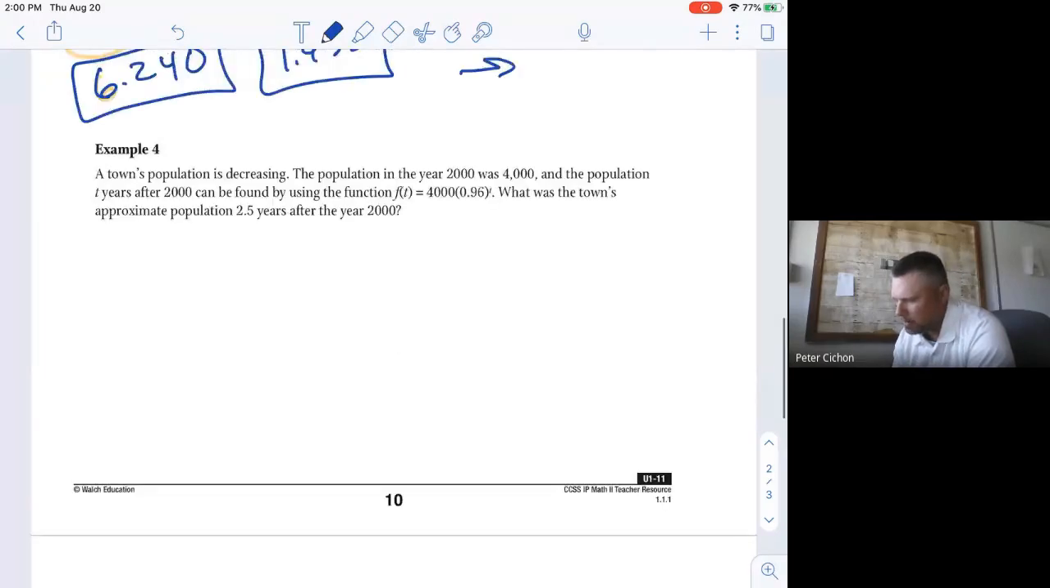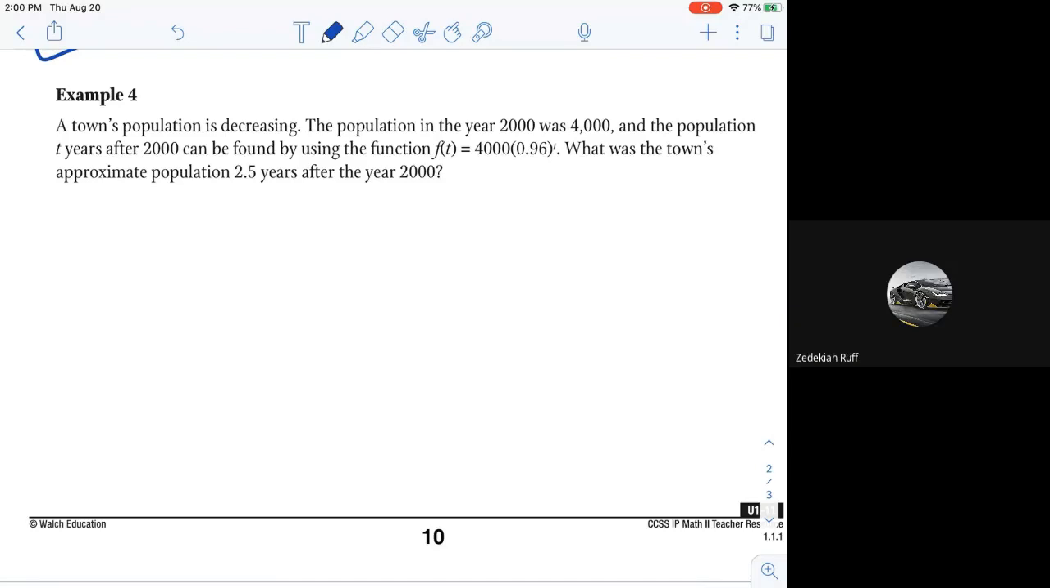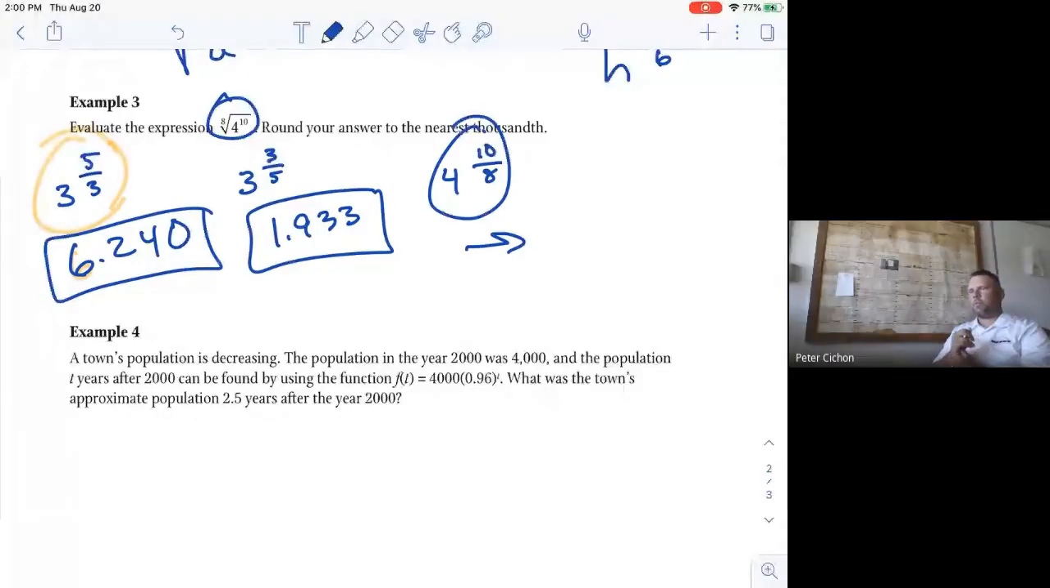Example 4, a word problem. You know how these go with this integrated stuff. Could you go back a little bit? What's that, Zed? Could you go back a little bit? I wouldn't finish. I tried. It's slow. All right. There you go.